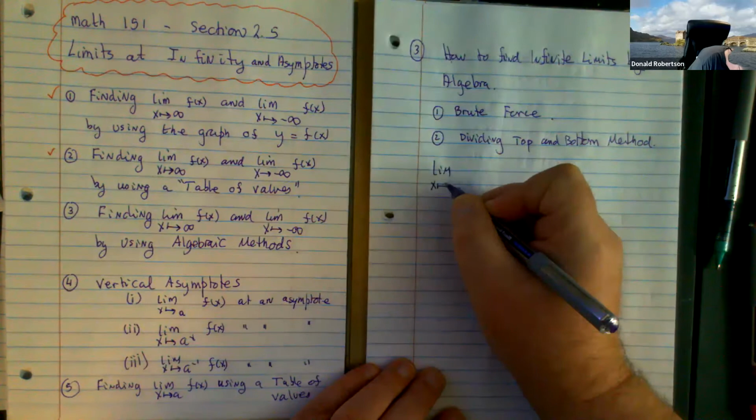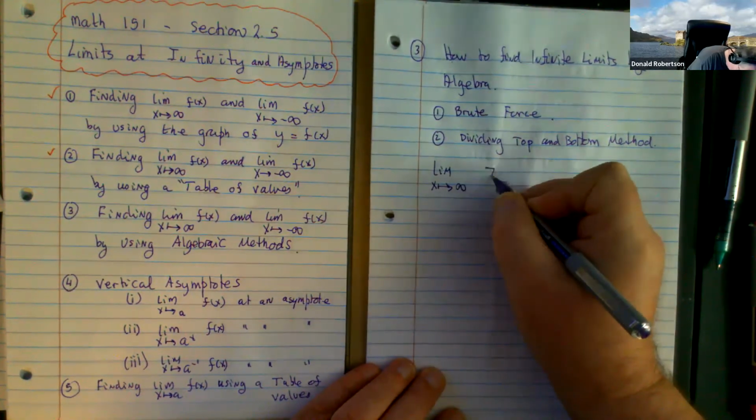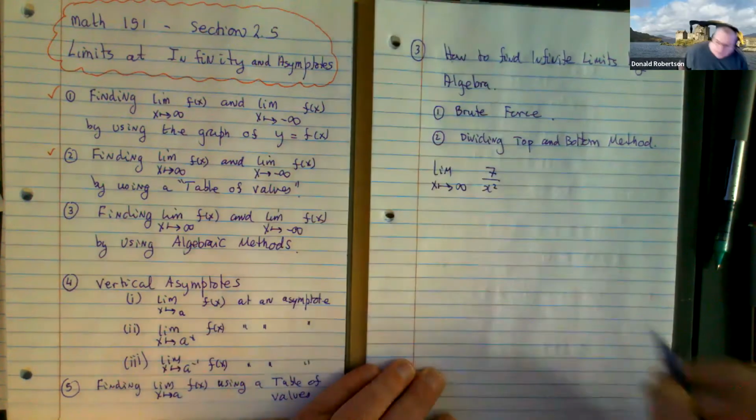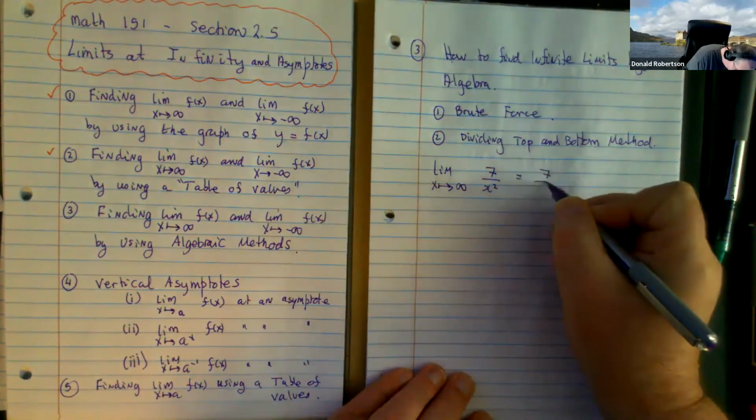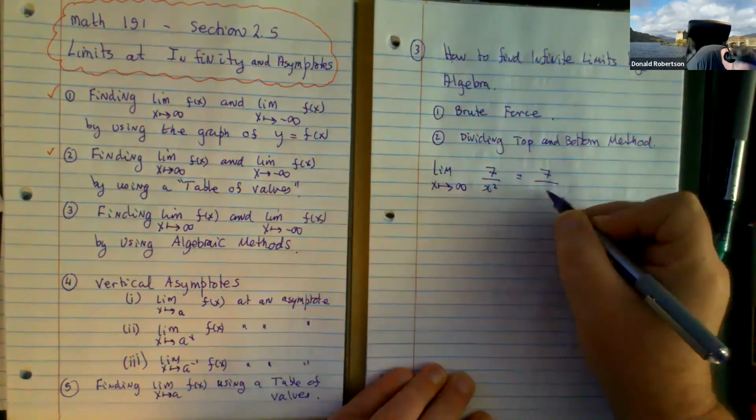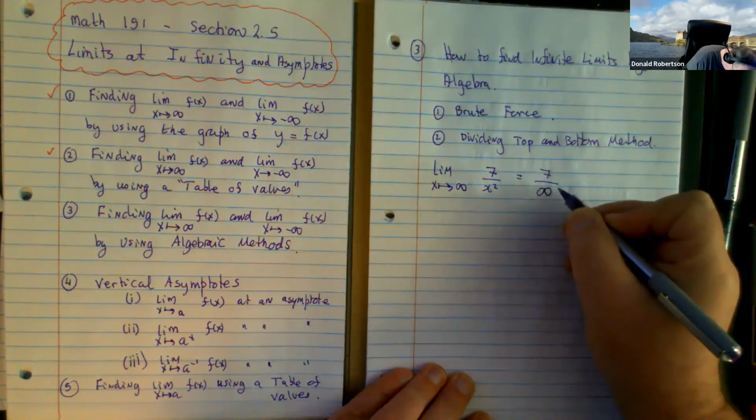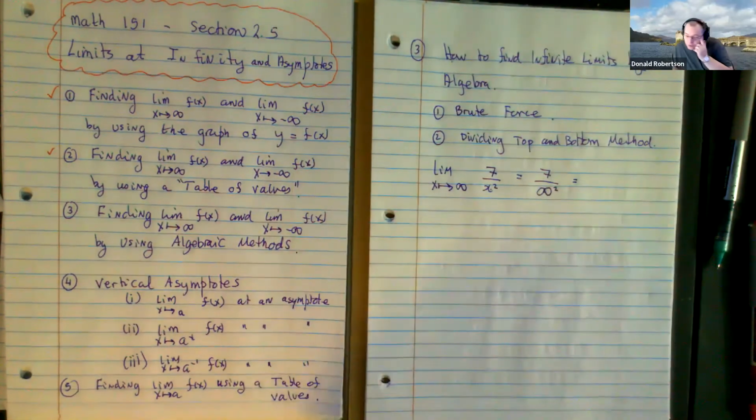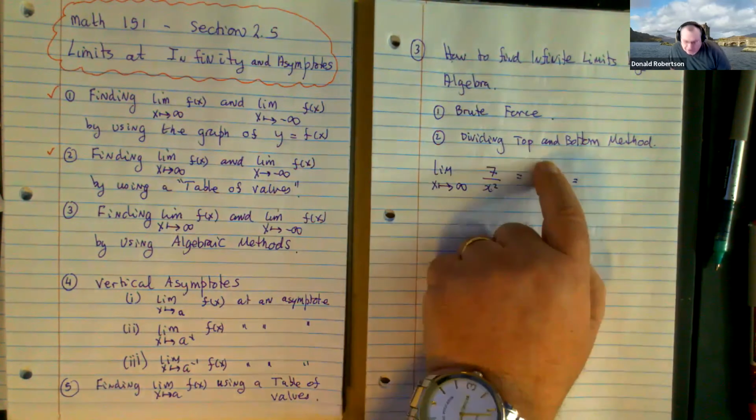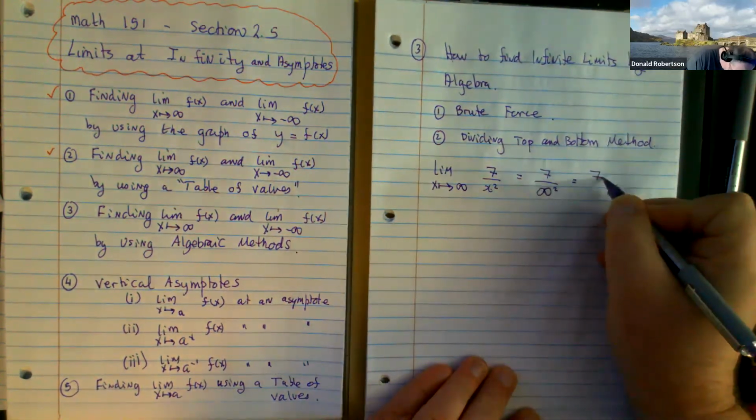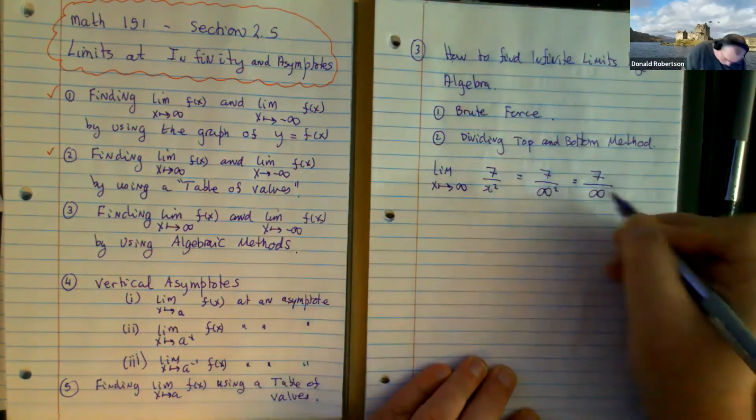Let's suppose I want to find the limit as x tends to infinity of 7 over x squared. Nice simple fraction to work with. In brute force, you basically replace the x by this number, so in this case, by infinity. Calculations involving infinity are a little bit different than calculations with normal numbers. I'll give you an example. 7 over infinity squared is the same thing as 7 over infinity.